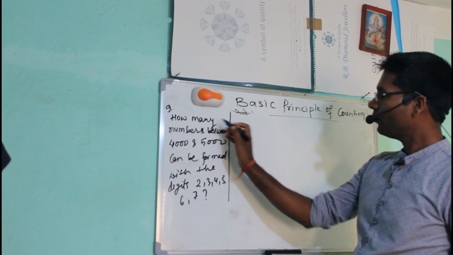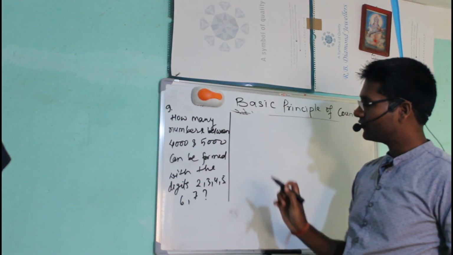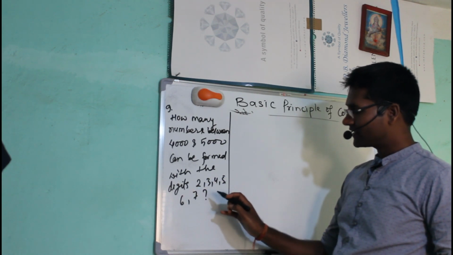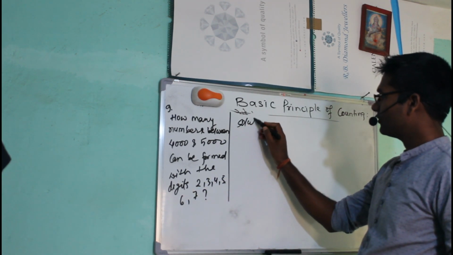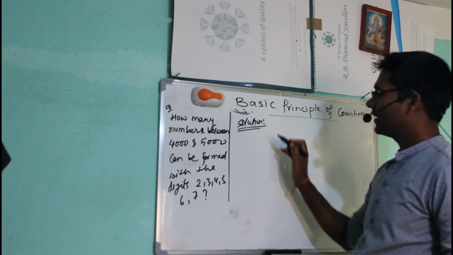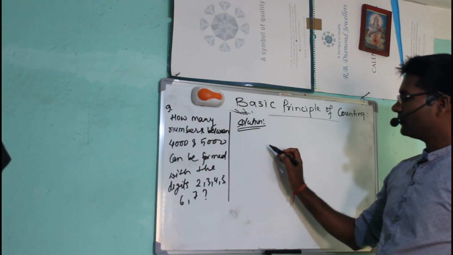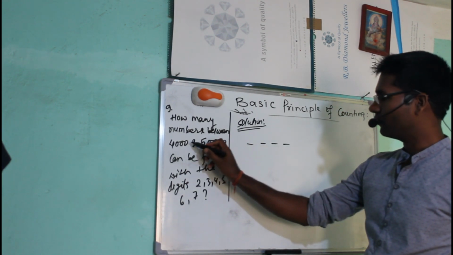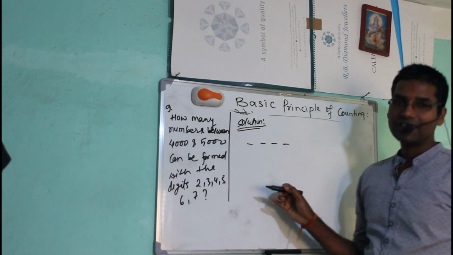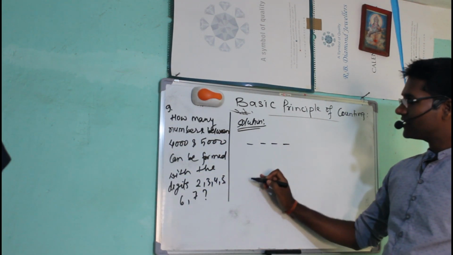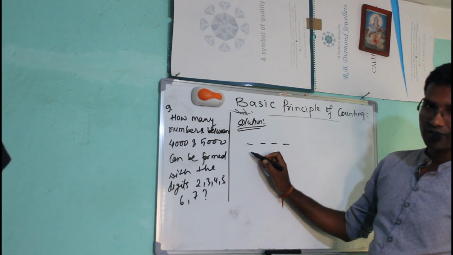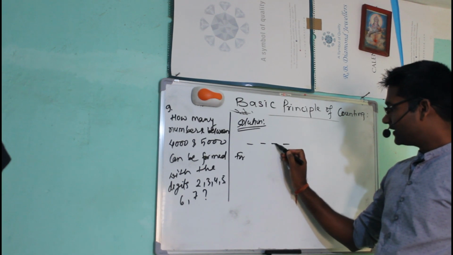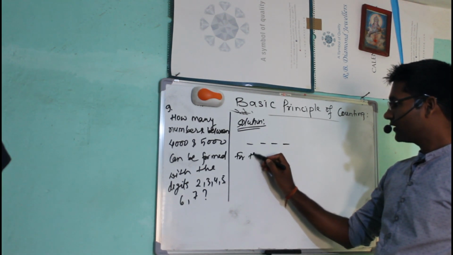The question is like this: how many numbers between 4,000 and 5,000 can be formed with the digits 2, 3, 4, 5, 6 and 7? So for this also, we have to form a number between 4000 and 5000. That means 4-digit numbers, but always remember the numbers should be between 4000 and 5000. It means we have the unit place, 10s place, 100s place and 1000s place.